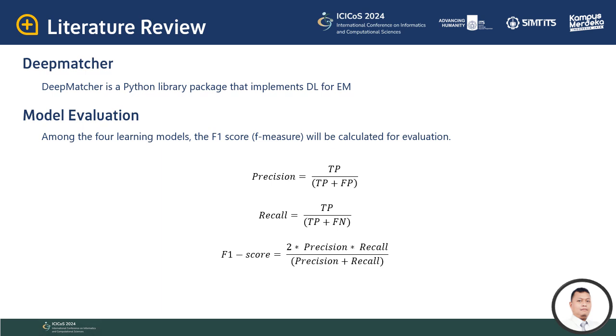The last part of this literature review is model evaluation. Among the 4 learning models, we'll calculate the F1 score for evaluation. The formula shown in the picture. In simple terms, the F1 score provides a balance between precision and recall, ensuring that both false positives and false negatives are considered in the model's performance.